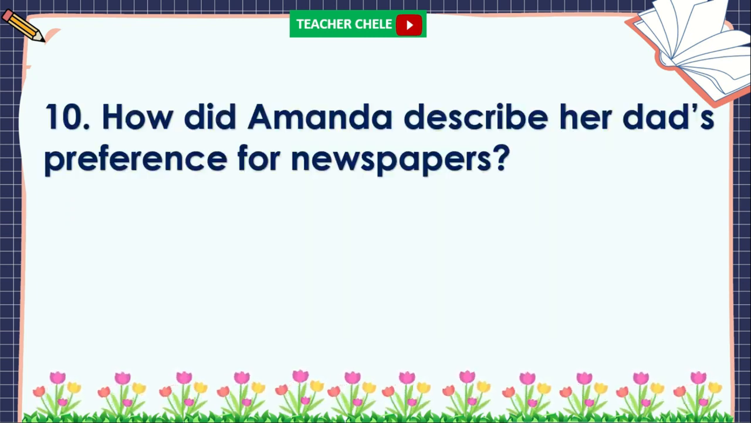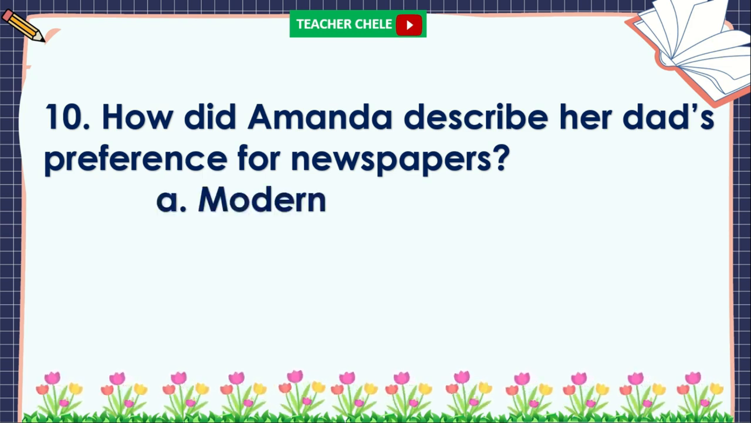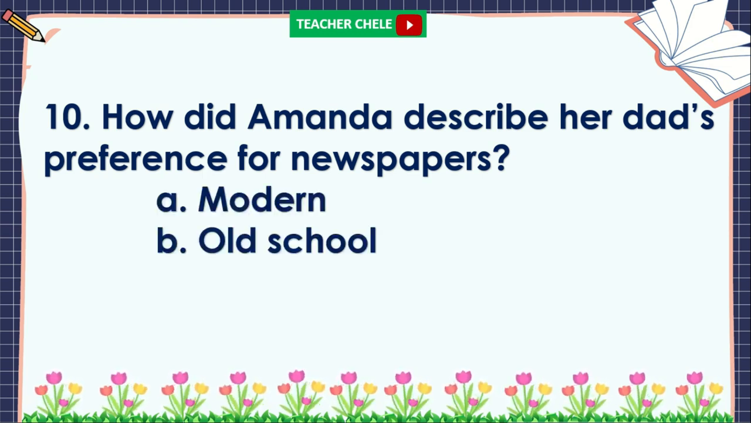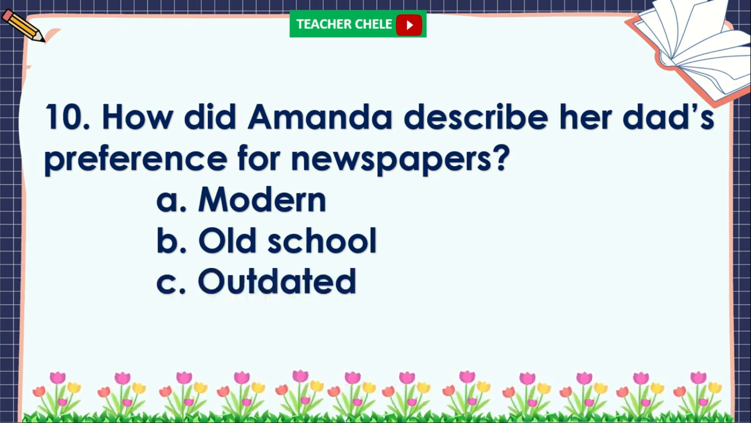For number 10, how did Amanda describe her dad's preference for newspapers? A. Modern. B. Old school. C. Outdated.